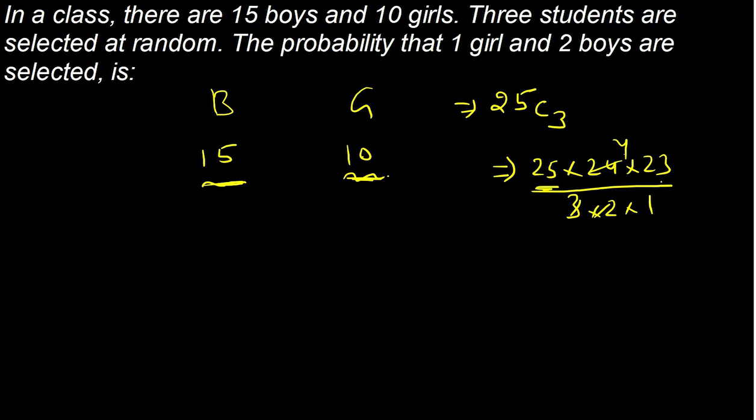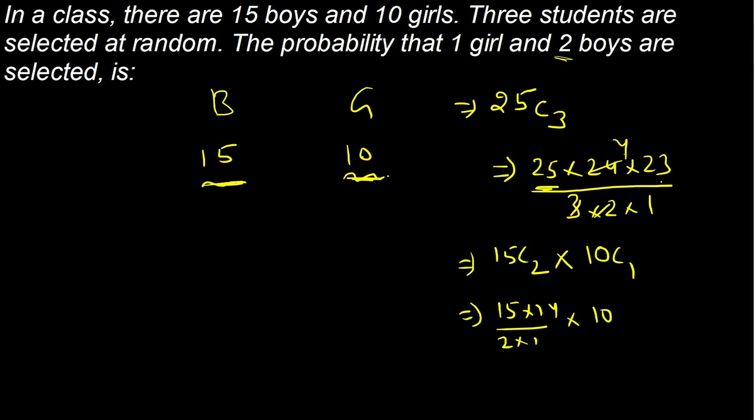लेट्स कम टू द नेक्स्ट पॉइंट. 15 बॉयज 10 गर्ल्स, उसमें से आपको एक गर्ल चाहिए और 2 बॉयज चाहिए. तो अगर आपको 15 में से 2 बॉयज पिक करने हैं, सो इट इज 15C2 एंड 10 में से 1 गर्ल को पिक करना है, so this is 10C1. 15C2 is 15 into 14 divided by 2 into 1 and 10C1 is simply 10. So this is 2 7s are 14. So 15 into 7 into 10.